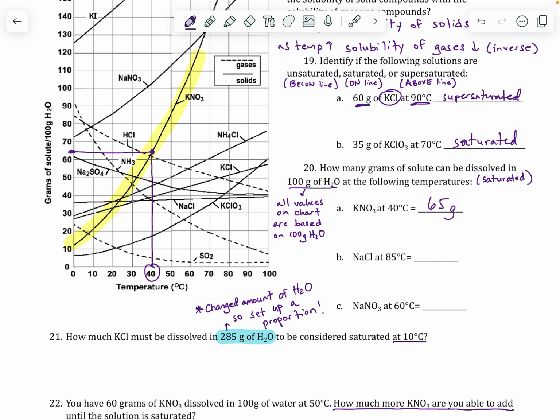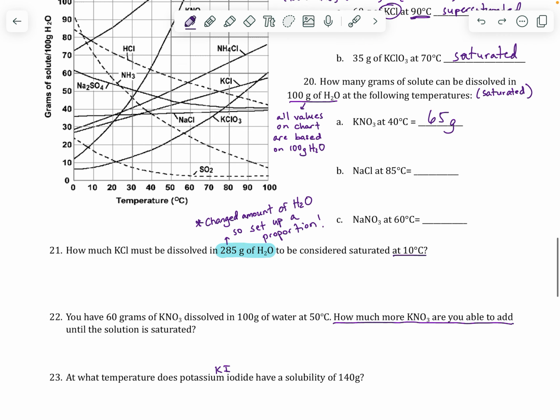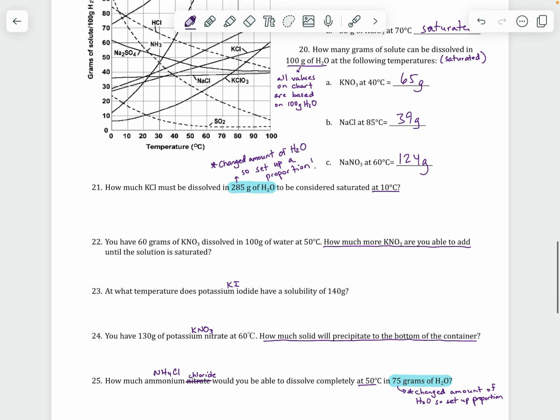And so if we're talking about how much can be dissolved, or what the solubility is at certain temperatures, all we are looking for is where at that temperature it hits the curve of the substance that we're looking at. So for these other ones, you should have gotten around 39 grams as well as 124. Again, there's going to be a little bit of leeway there too.